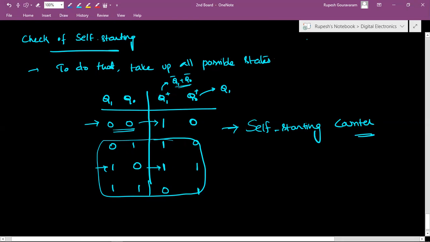Okay, so till this point we have discussed this question. We will extend what a self-starting counter is in the next session. So we'll stop here.